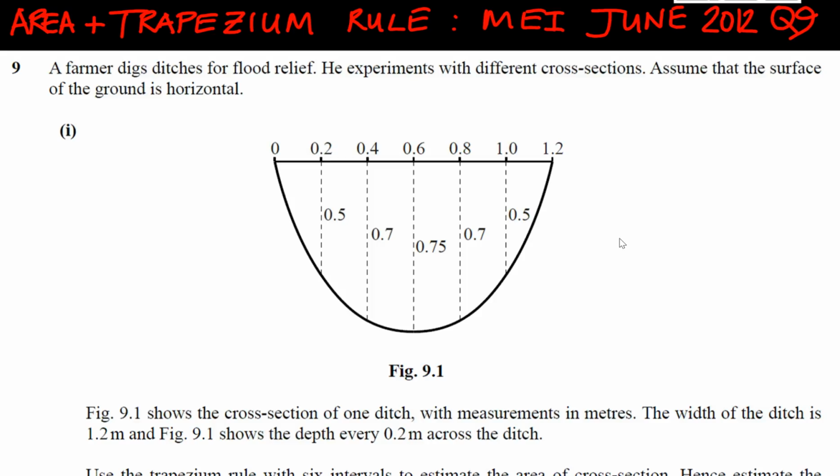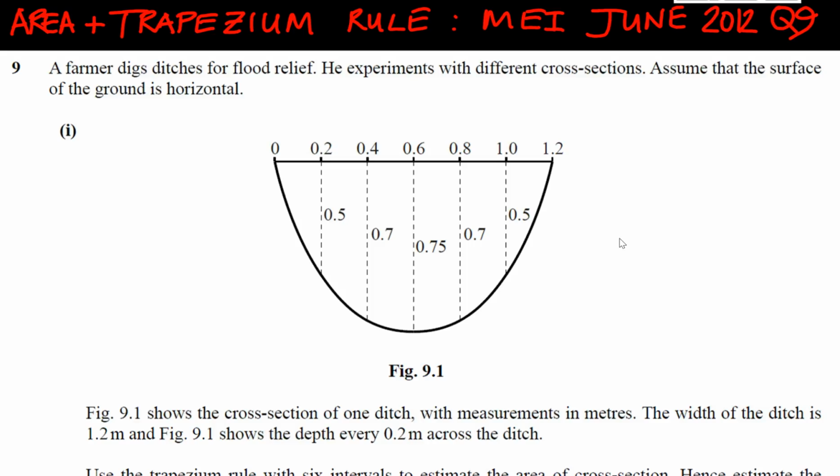It regularly comes up in section B, so the long questions, and it usually is fitted in. This will be the first part of a question, and the second part of a question would be to carry out an integration of a model for the same shape that we're looking at. I'll do that in a separate video because otherwise this will get too long. So this first video is about applying the trapezium rule.